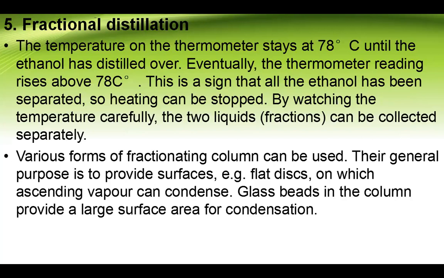So the temperature on the thermometer stays at 78 until the ethanol has distilled over. Eventually, the thermometer reading rises above 78 degrees. This is the sign that all the ethanol has been separated, so heating can then be stopped. So by watching the temperature carefully, the two liquids can be collected separately.